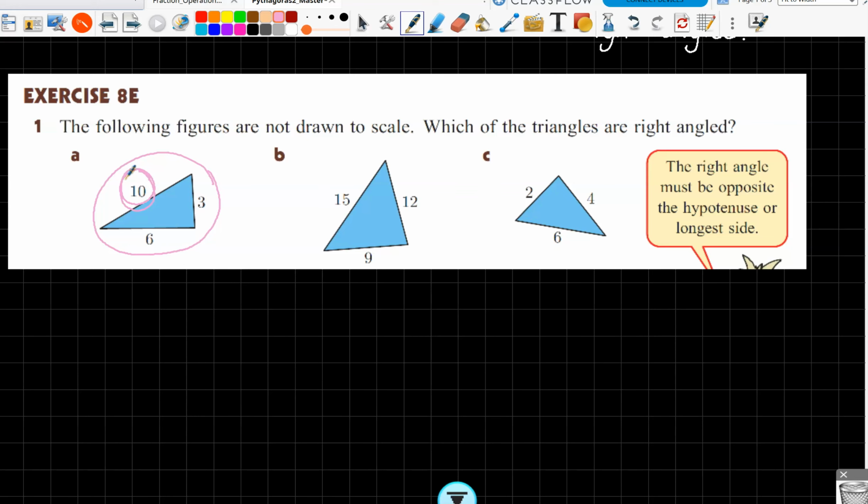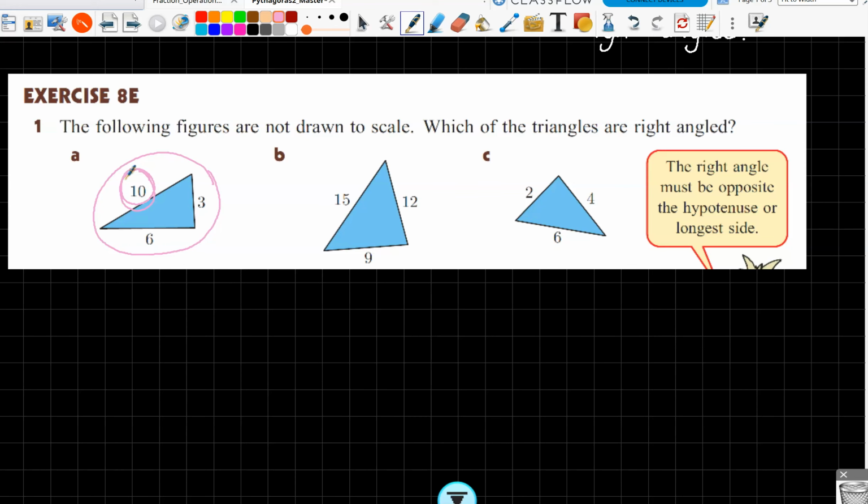Yes, Amy? Yes, except there's no little square. Yes. Why else, Aidan? That's one reason. It's the one that's going across. It's not one of the two that are connected to the right angle, it's going across. It's the highest number, right? We know that the hypotenuse is the longest side.